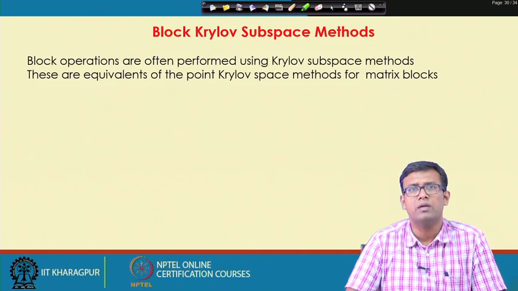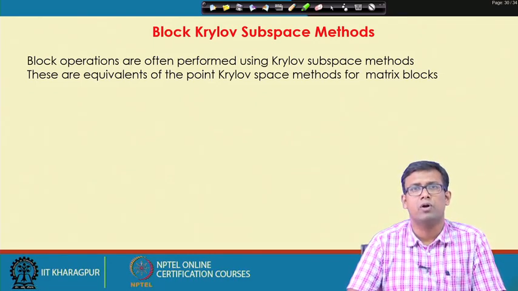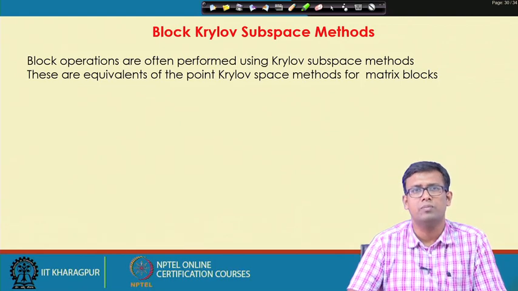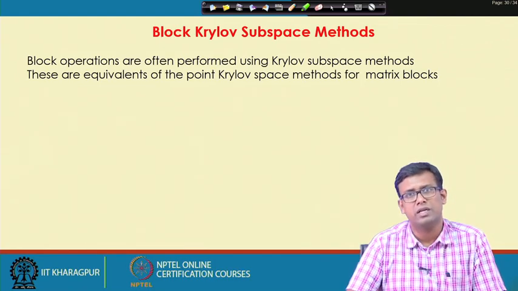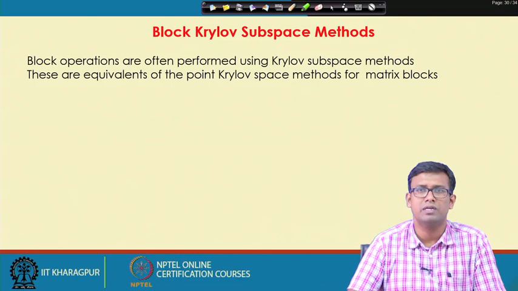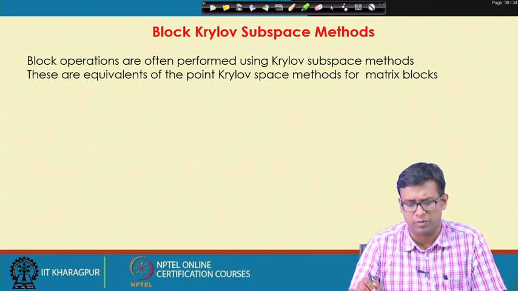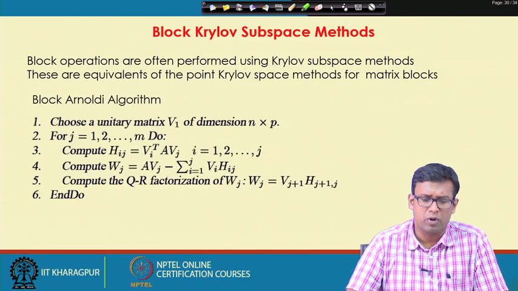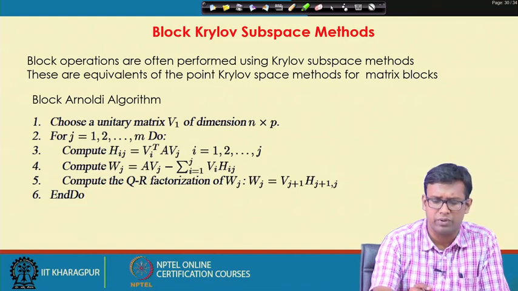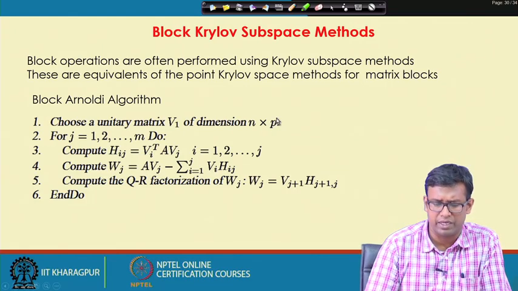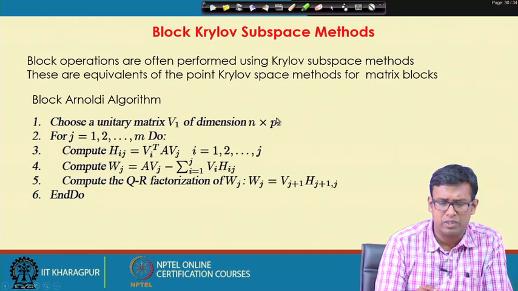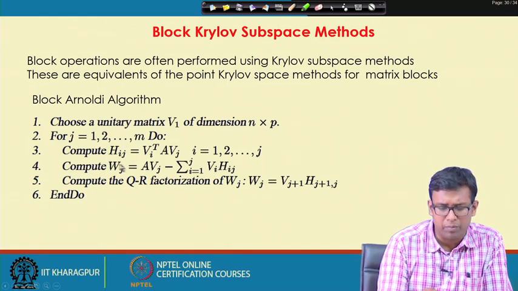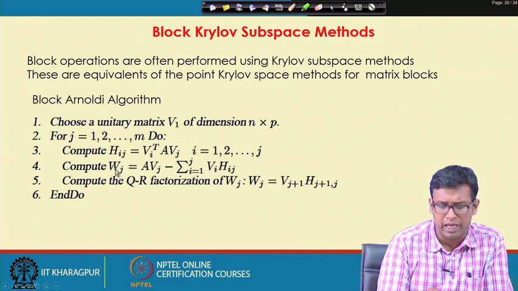Similarly, Krylov subspace methods can have block operations, and they are often performed using block Krylov subspace methods. They are the equivalent of Krylov space methods, but they are done for matrix blocks. And there is a block Arnoldi method, which starts with a unitary matrix V1 of dimension n by p, computes the Heisenberg block matrix, H_ij = V_i transpose A V_j, and then does an orthogonalization of it.